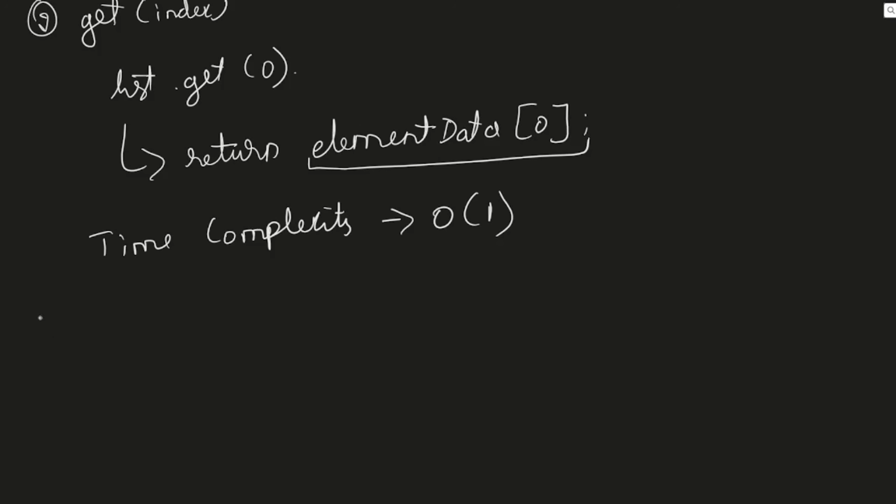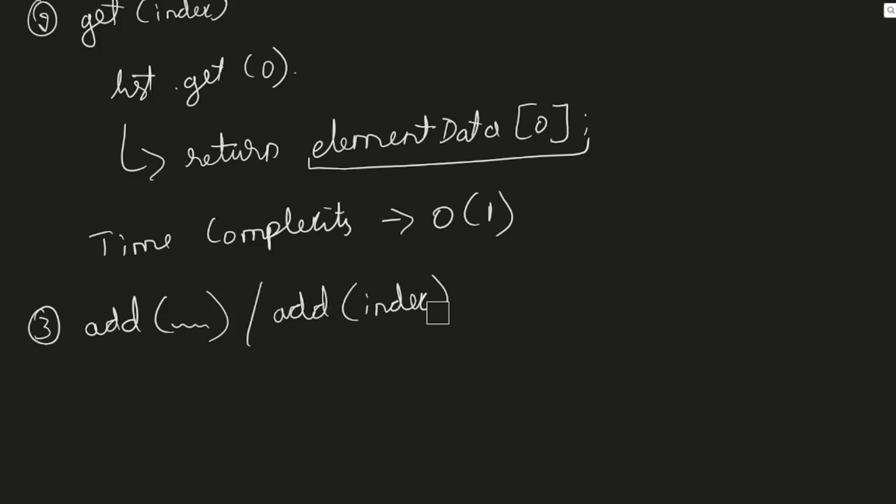I missed mentioning one point. In the add method, we have two ways of adding. We can directly pass the element that we need to add, or we can also pass the index where we need to insert an element. This we have discussed. The time complexity of this is nothing but amortized big O of 1.